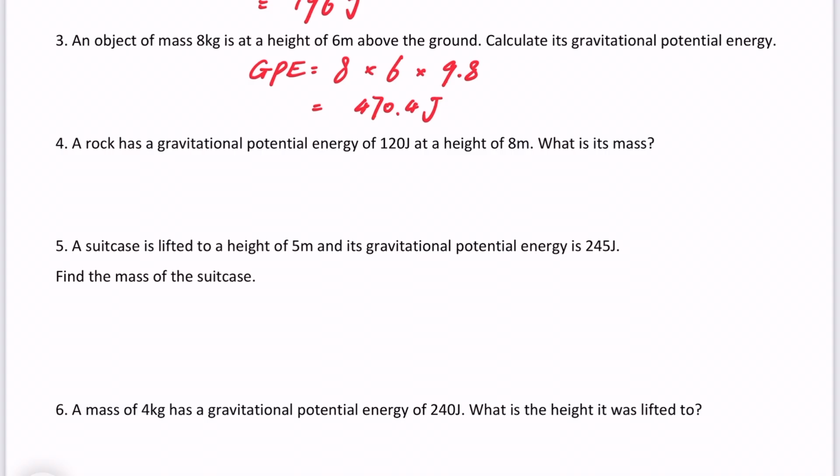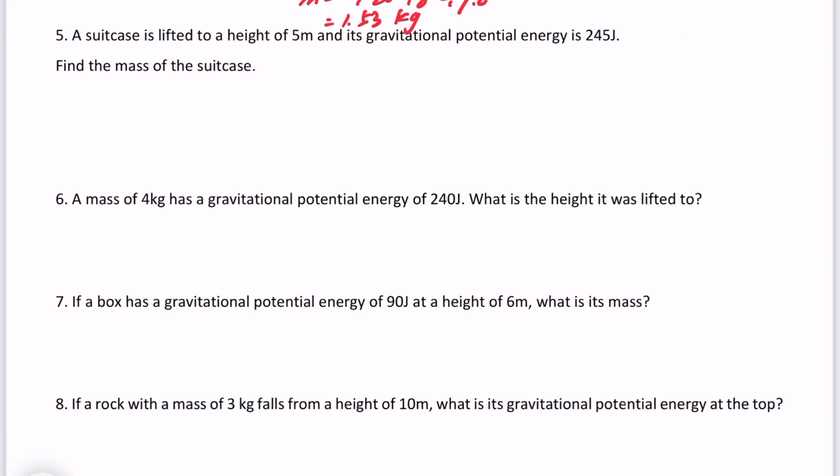A rock has a gravitational potential energy of 120 joules at a height of 8 meters. What is the mass? It seems like we need to rearrange the equation a bit. Why don't we start with the energy again? The gravitational potential energy, 120 joules, equals the mass, which we don't know, times the height, 8 meters, times the gravitational field strength, 9.8. If we rearrange the equation, the mass equals 120 divided by 8 divided by 9.8, which would equal 1.53 kilograms.